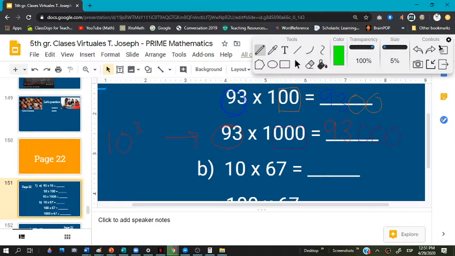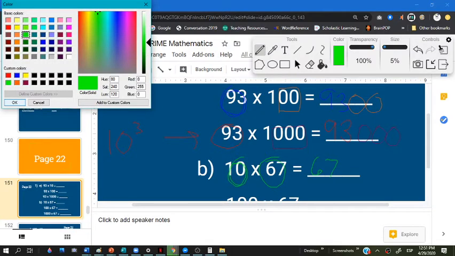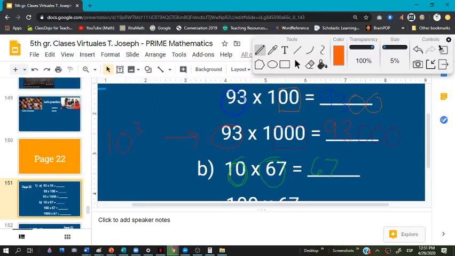On page 22, we have 10 times 67. 67 is my base number, so I'm going to put that in my answer. 67. And then we're going to multiply it by a power of 10. So I'm just going to add that 1 zero that's left over. Just 1 zero in my answer. 670. Okay? The book tried to kind of trick you up by switching the two numbers. Okay? 10 times 67 is the same as 67 times 10. 67 times 10 is the same thing as 10 times 67. So my answer is 670 no matter what I do.